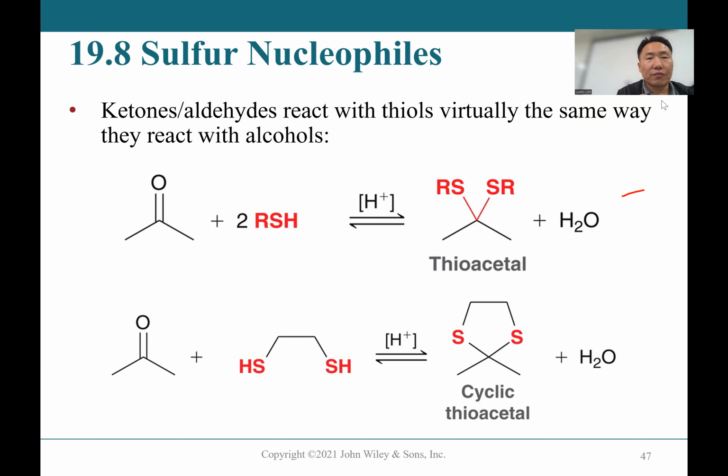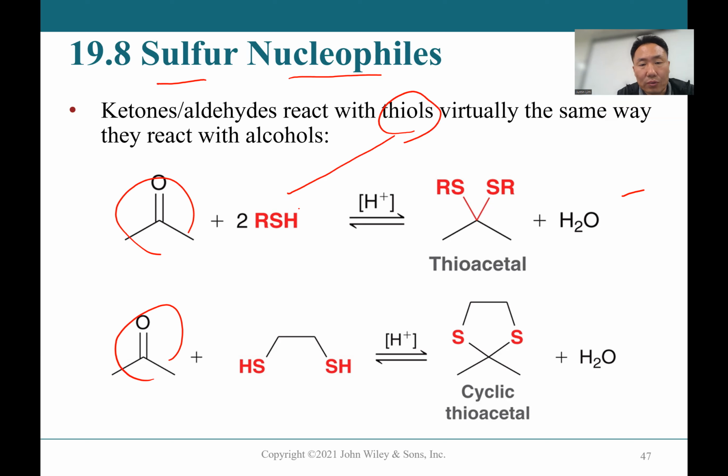Next, sulfur nucleophiles. Ketones and aldehydes react with thiols virtually the same way they react with alcohols to generate thioacetals, or cyclic thioacetals.